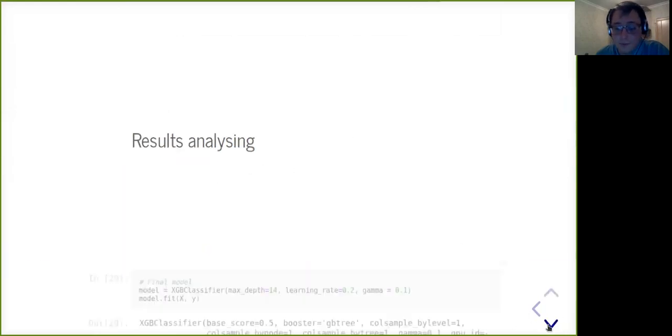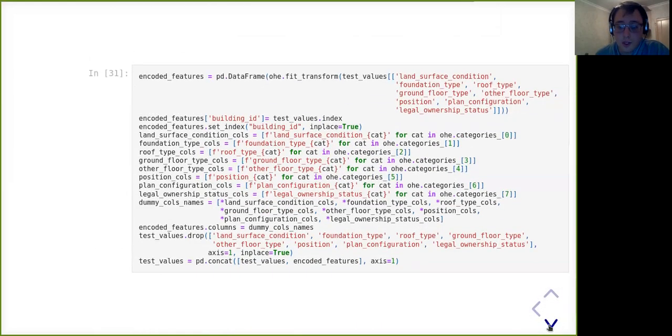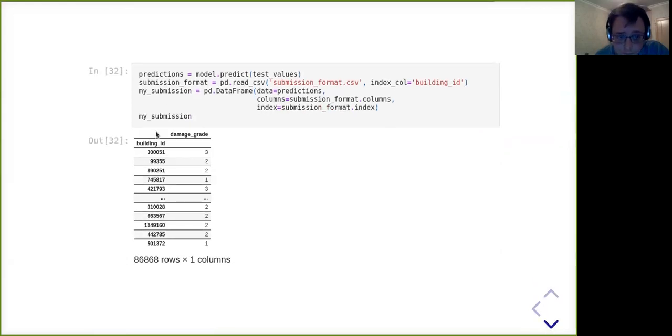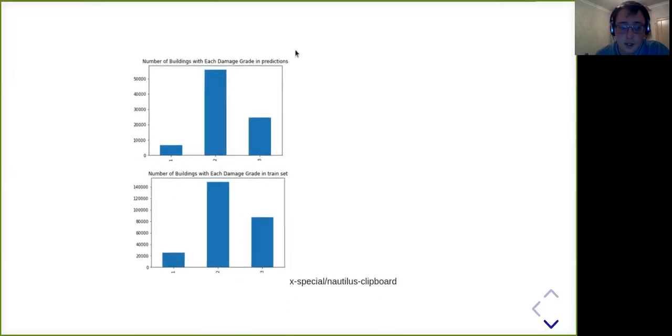Results. Also, you can see the predictions. We predict the damage grade for our test set. As you see, this plot shows the number of buildings with each damage grade in prediction and the number of buildings with each damage grade in the train set. It's our prediction, it's our train set.